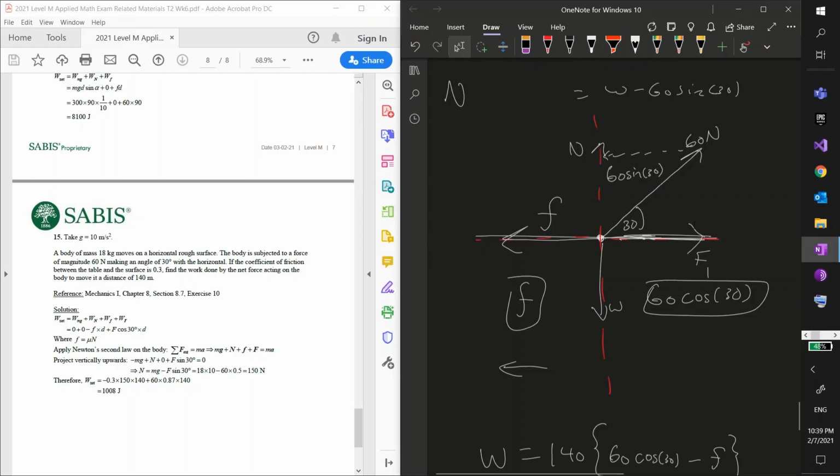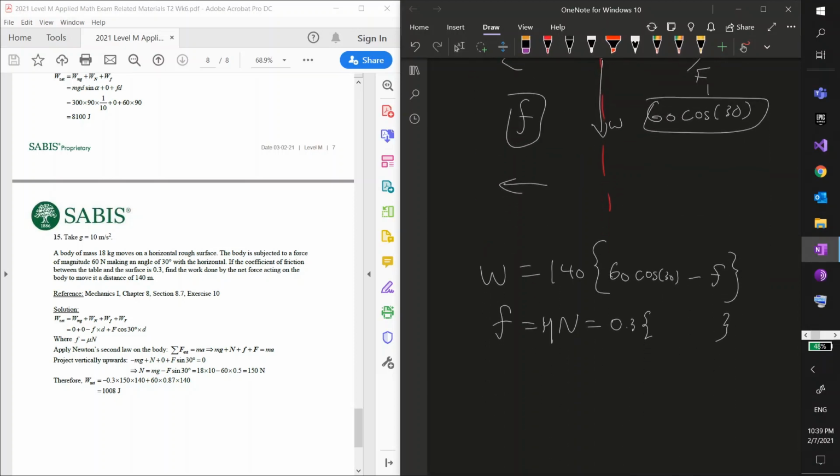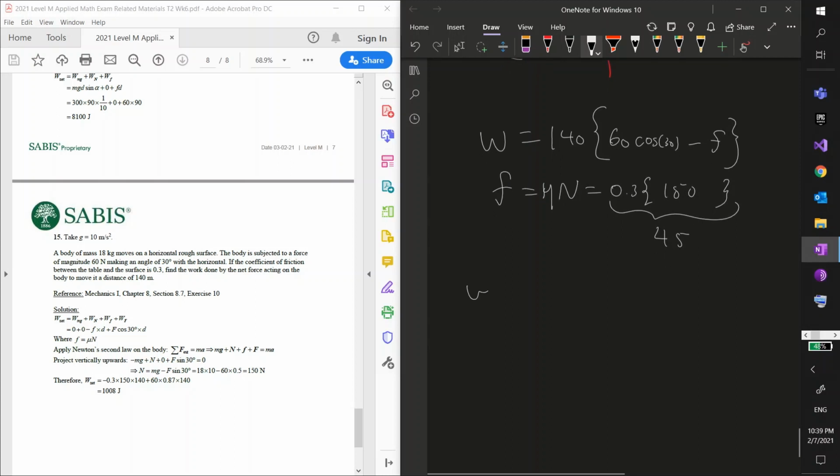Let's do that. What's your weight? Your weight is 180 because your mass is 18, minus 60 sine 30, and that's going to give you 150. So your normal force is 150. Okay, cool. In other words, your friction is 45. So let's input it. Your work is going to be 140 into 60 cosine 30 minus 45.